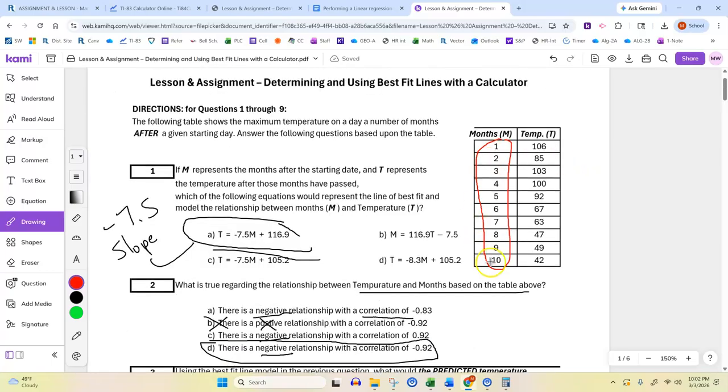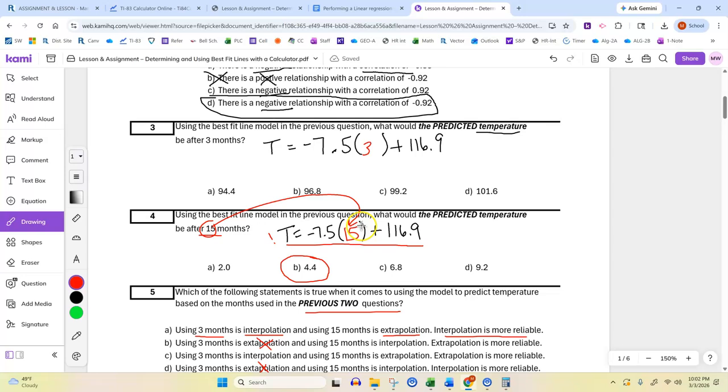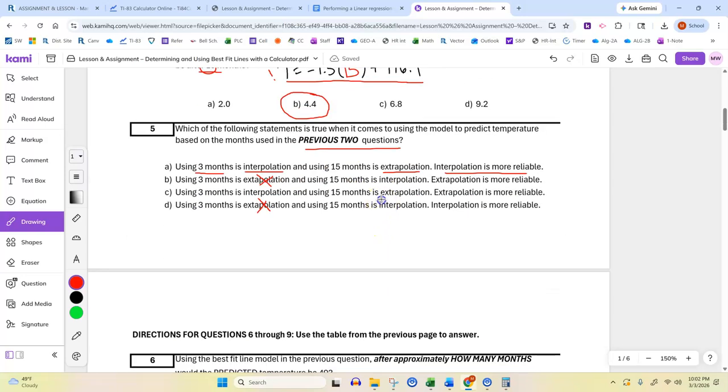So 15 months, we don't have it yet. That would be down here. We don't know what it is, but it goes beyond the actual data we have. So 15 would be extrapolation. So that means that these are out still. Okay, that means we still are down to A and C. Both are correct here. The issue is what's more reliable, interpolation or extrapolation? Well, interpolation is always going to be more reliable, so the answer is A.